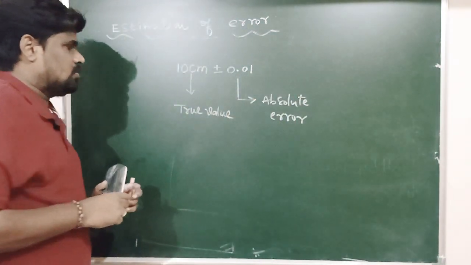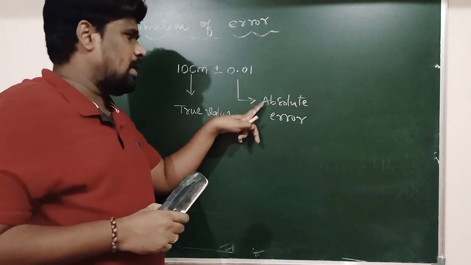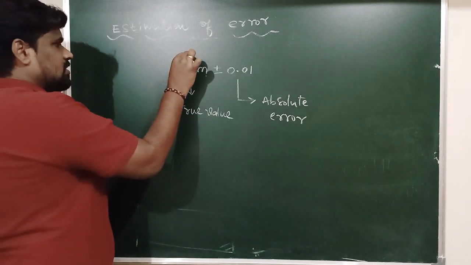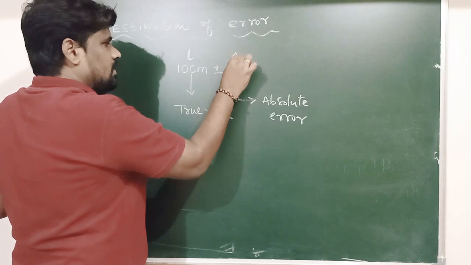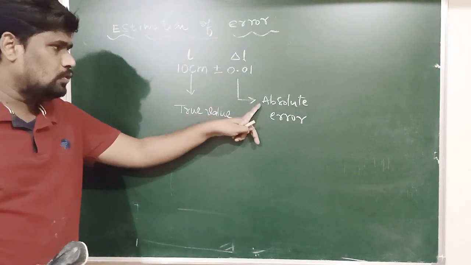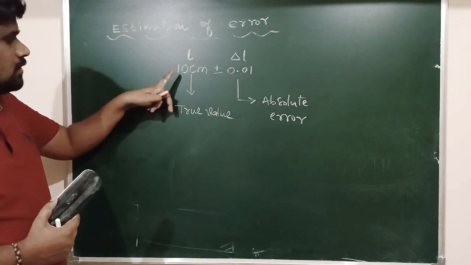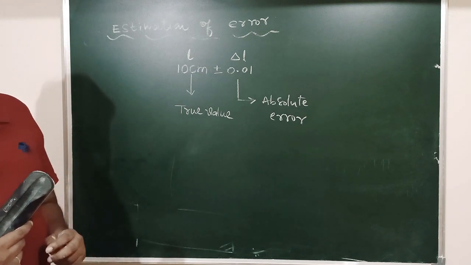So the first part we call the true value and the second part we call the absolute error. The true value of the measurement of a length I will call L. Its absolute error is given by delta L. Delta L is called the absolute error in the measurement of the length, and L is called the true value of the measurement of the length.